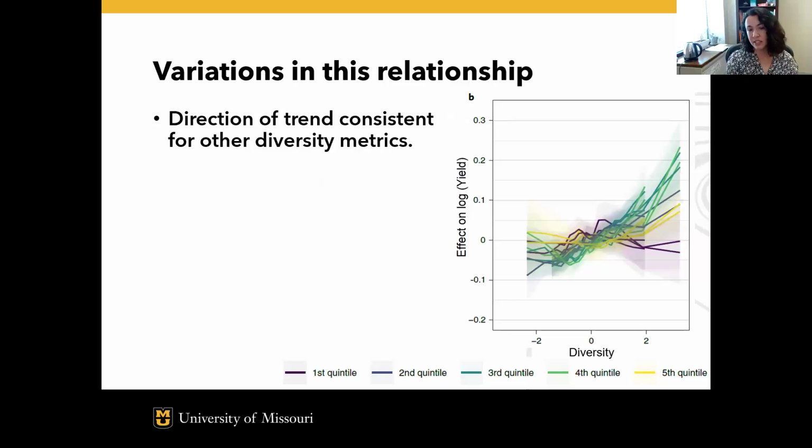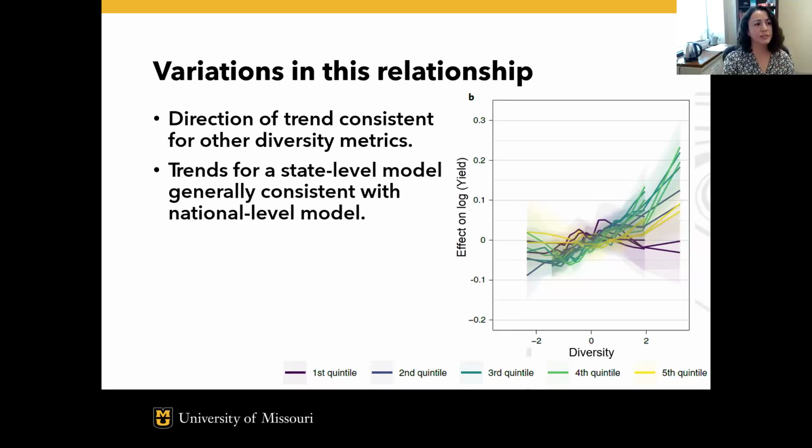Now there's some consistencies and variation, of course, in this relationship. The direction of the trends here is pretty consistent for other diversity metrics. We have diversity metrics that are richness, just the count of crops, Shannon Diversity Index, which is crops and evenness of distribution on the landscape, and lots of other kind of variance along the lines of evenness and count of different unique crops. But generally, they all have the same sort of trends.